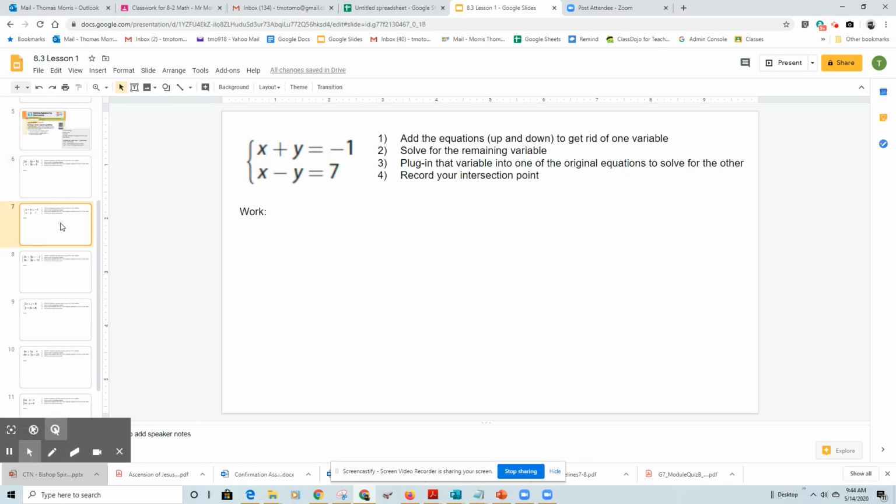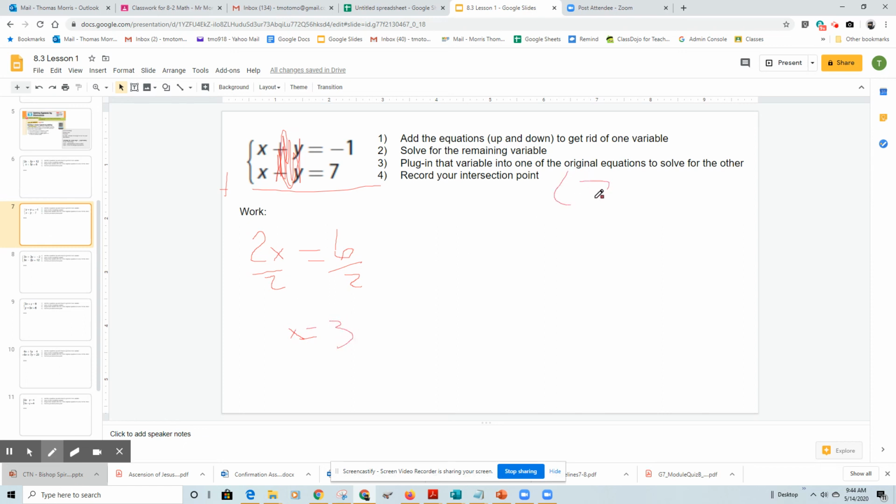Try it again. We're going to eliminate one variable by adding. We're going to add our two equations here. So take a look here. Positive y, negative y, they cancel each other out. What am I left with? X plus x, 2x. I'm going to add vertically here, 7, negative 1. That's like subtracting 1 from 7. So that's 6. Divide both sides by 2. X equals 3.